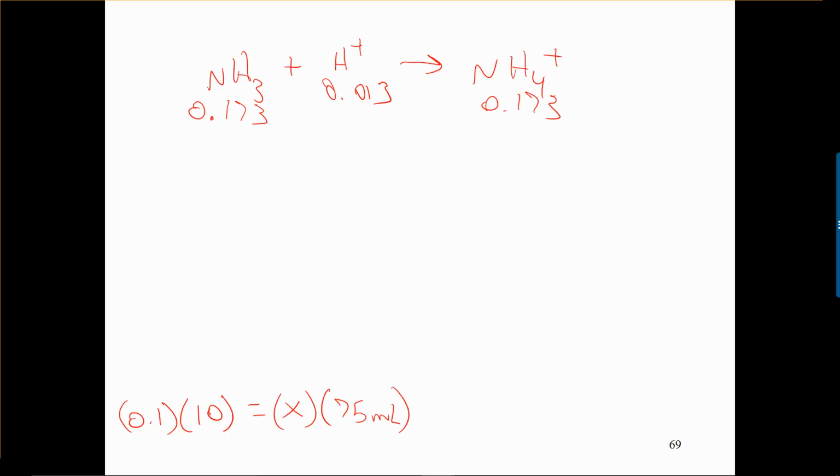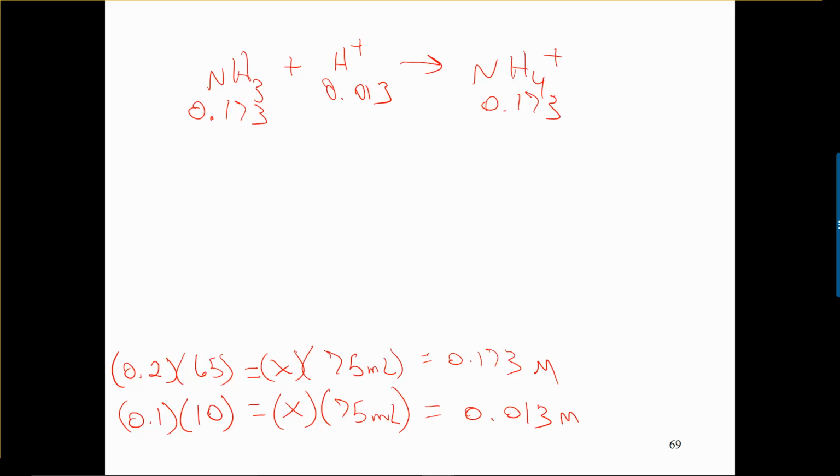Okay, is that just completely confused everybody, or are we okay now? So this one is for the H plus, which was 0.013, and earlier we got 0.2 times 65 equals X times 75 milliliters, which is the final volume. After I add 10 milliliters to 65, I get 75 milliliters, and this is equal to 0.173. These are the initial concentrations of the reaction. When I put the buffer and the HCl together, these are the concentrations that I start with because it dilutes everything. We have to have the diluted concentrations.